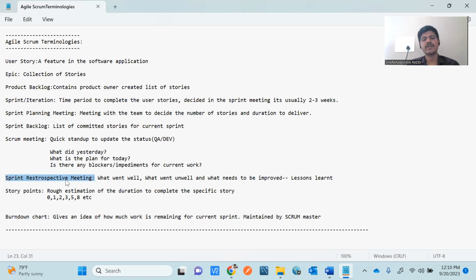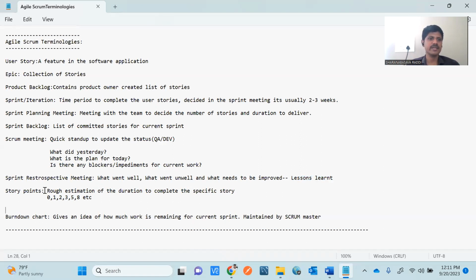Next, retrospective meeting. The sprint retrospective meeting is conducted after each and every sprint. There the team discusses what went well as part of the current sprint, what went unwell, and what should be improved in the upcoming sprints. In general, we can say we discuss the lessons learned from the finished sprint.